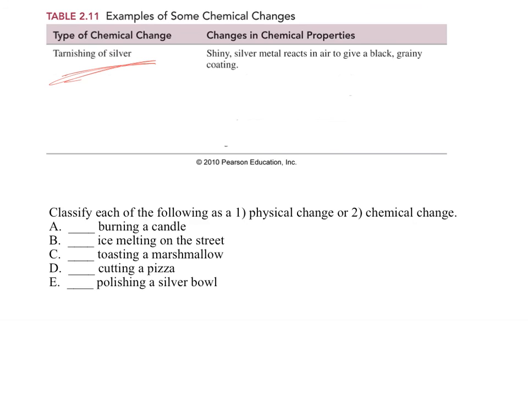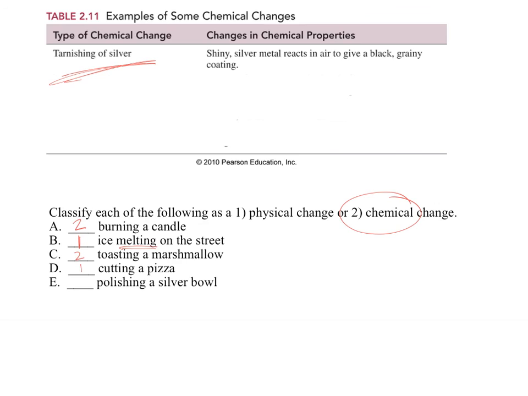Okay, let's see in this last one here. Can we classify each of the following as a physical change or a chemical change? All right, when you burn something, burning anything is chemical. That's combustion. Melting, I don't care what is melting. Melting just means going from a solid to a liquid. That's physical. Toasting a marshmallow, well, I don't know if you've ever done it like I have, but I'm kind of burning the sugar on the outside of the marshmallow. Toasting a marshmallow happens to be chemical.